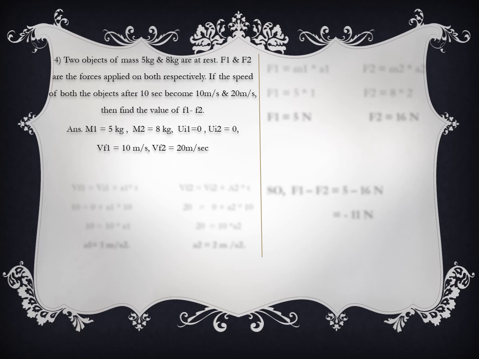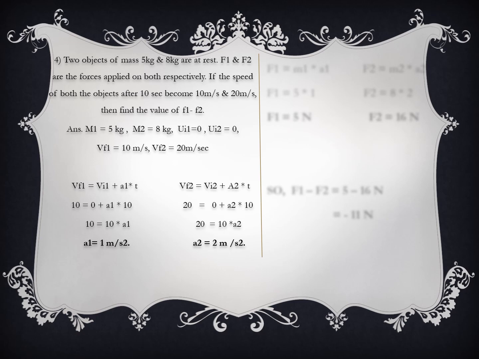Firstly, we know that force is equal to mass into acceleration. We have been given the masses, but acceleration is not given. So first of all, we will find the value of acceleration. Both objects have different forces, different masses, and different velocities also. So from this we can say that both objects' accelerations will also be different.